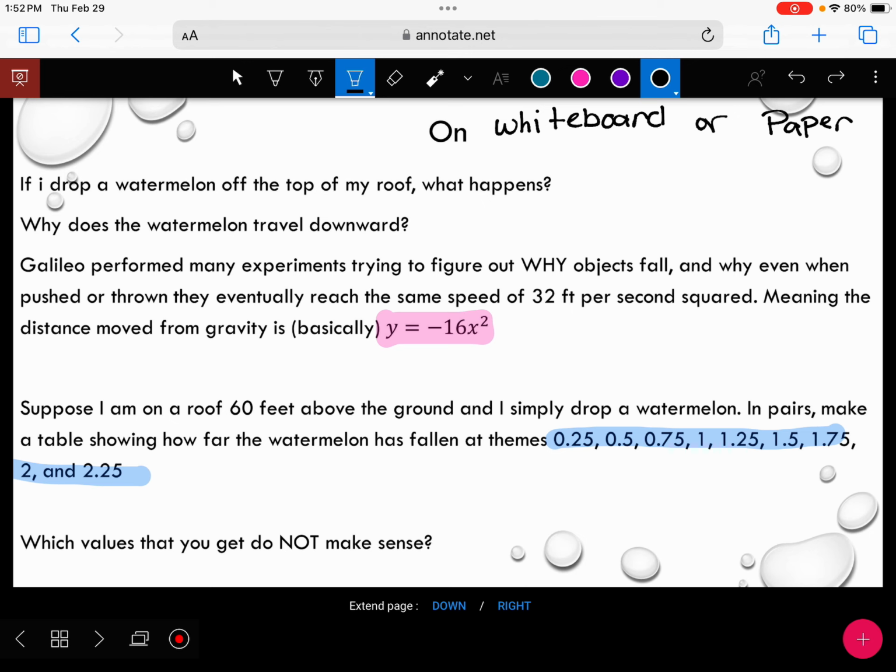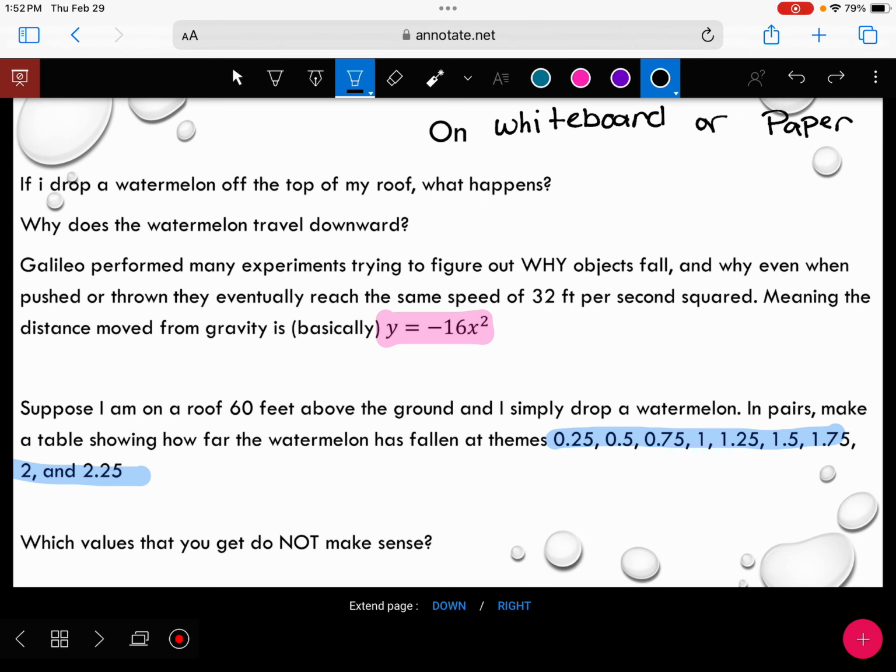So that's after a quarter second. When we got to half a second, how far down did it go? Down 4. How about when we got to 3/4 of a second? Down 9. Keep going. 16. 25.